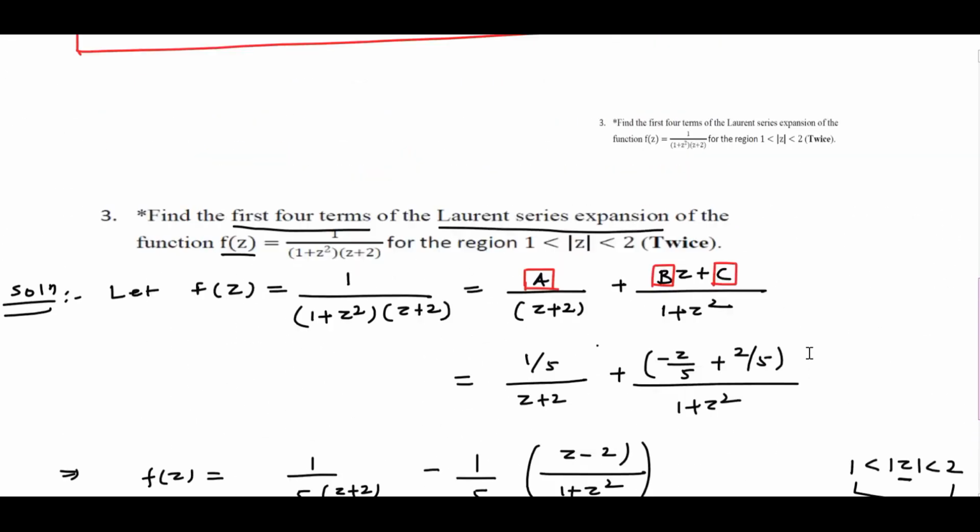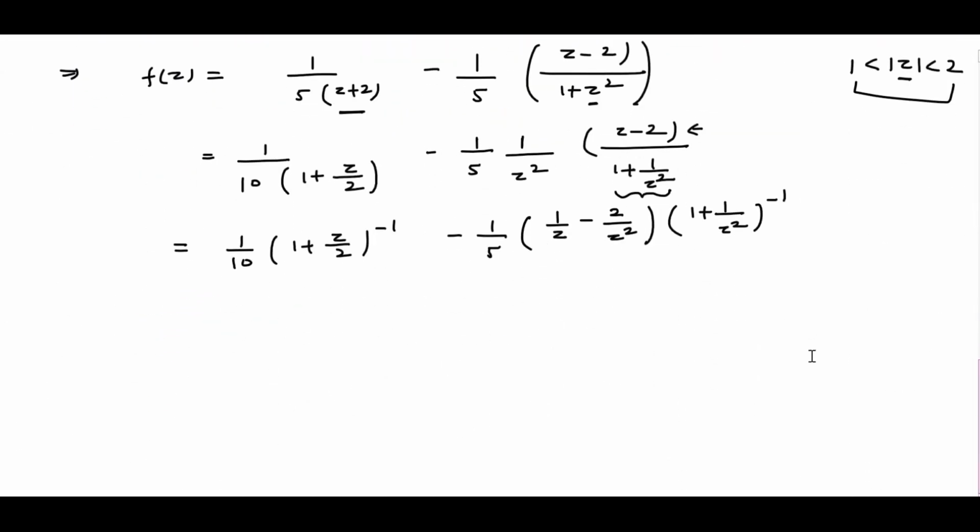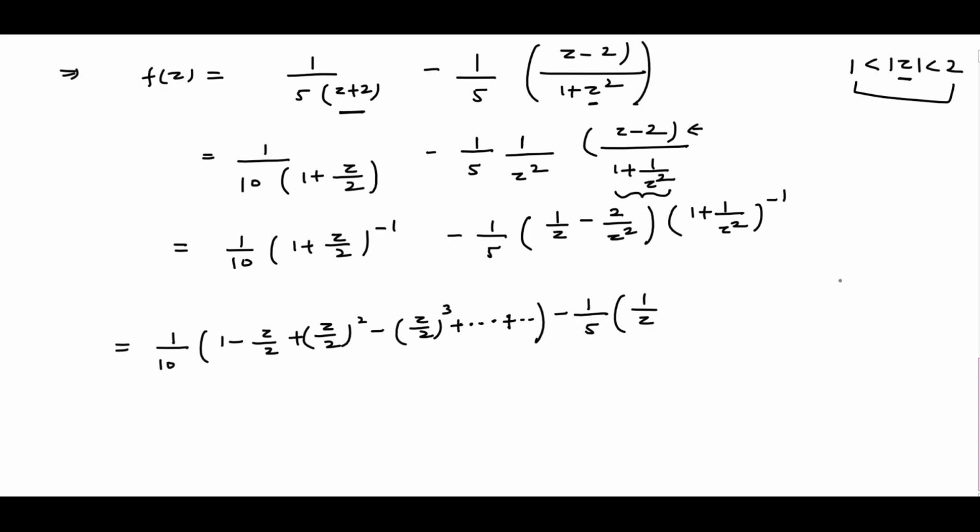But by using the standard series expansion, we can write here 1/10 in bracket (1 - z/2 + (z/2)² - (z/2)³ + ...). So next we can write 1/5, that is (1/z - 2/z²), and we can write here (1 - 1/z² + 1/z⁴ - 1/z⁶ + ...).